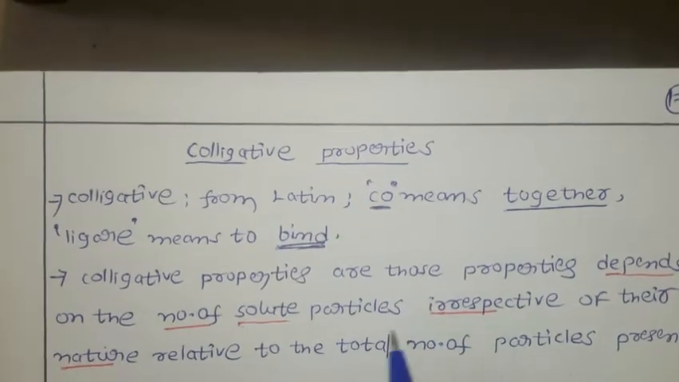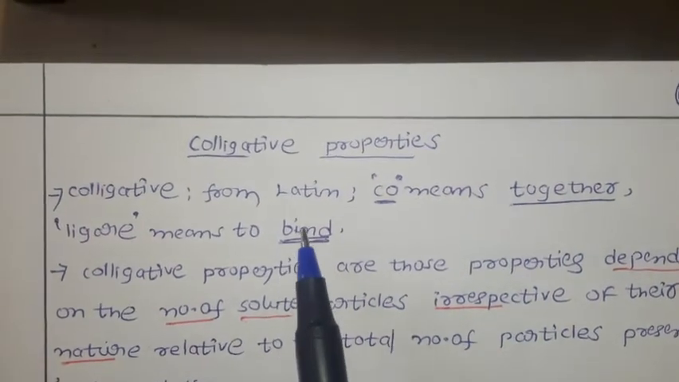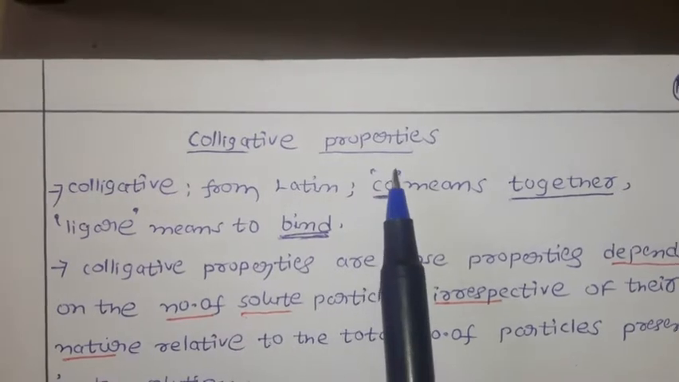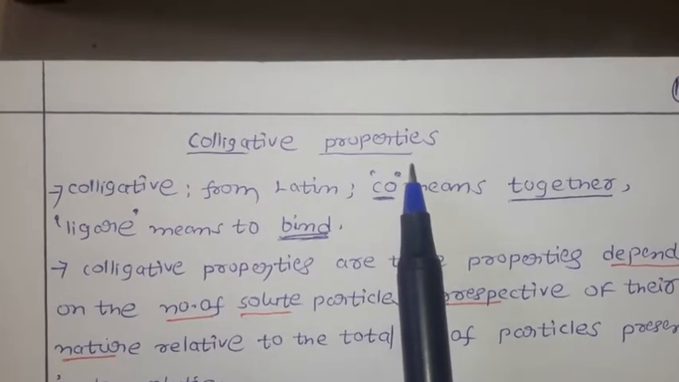Student, in the last video we discussed the azeotropic mixture. Now let us discuss colligative properties and determination of molar masses.